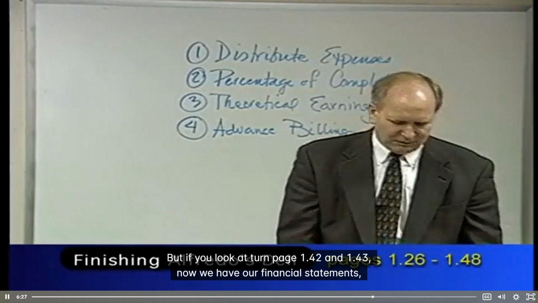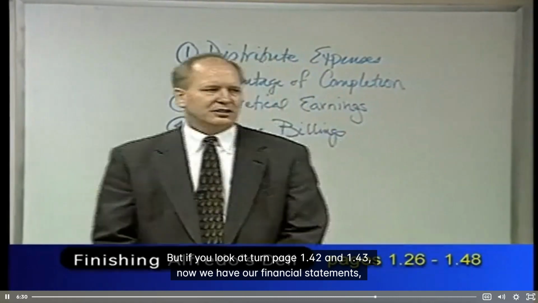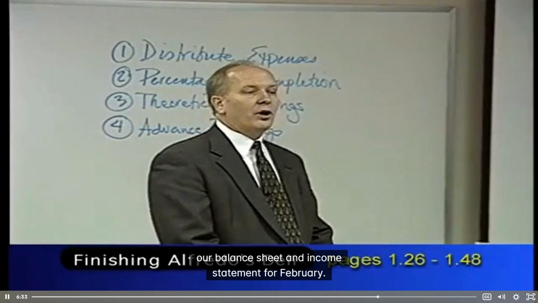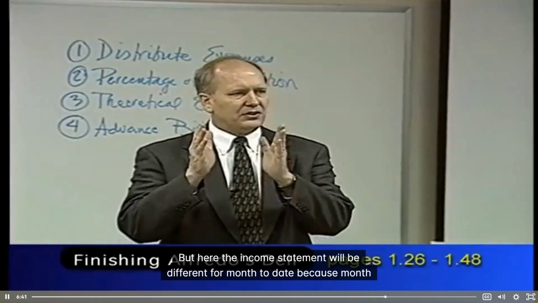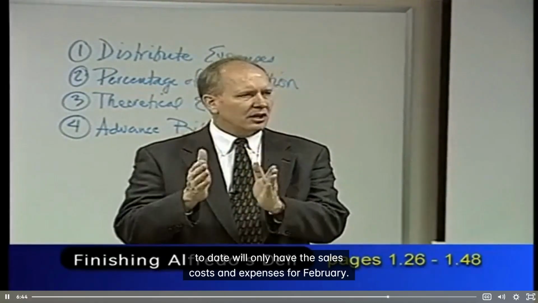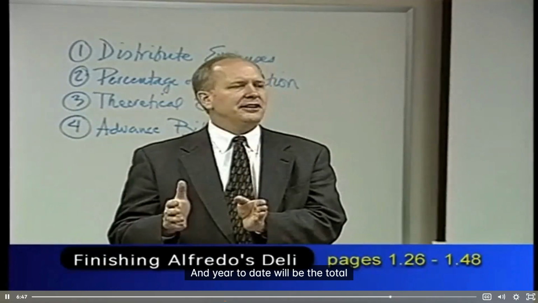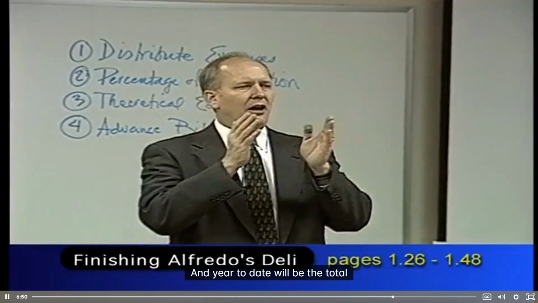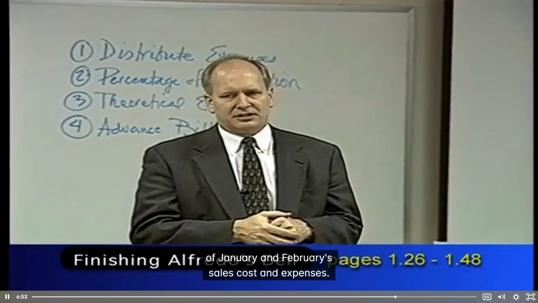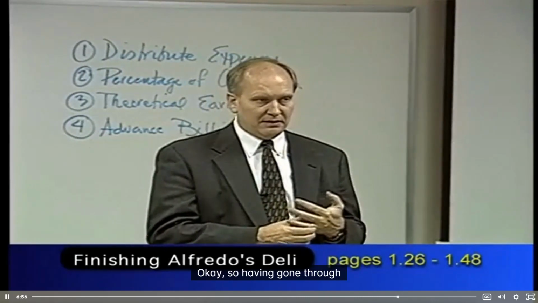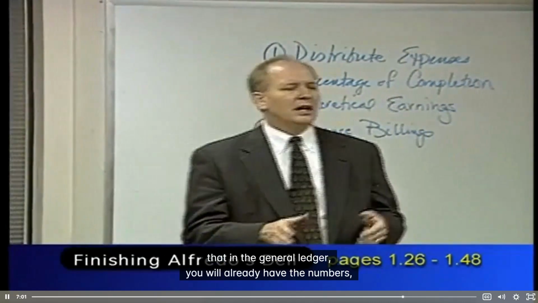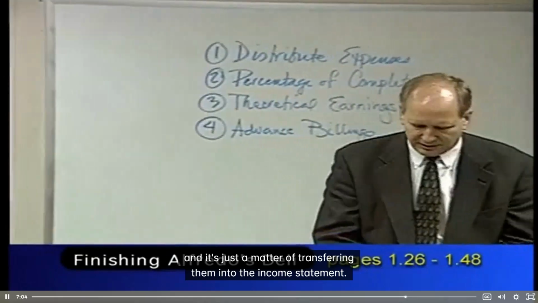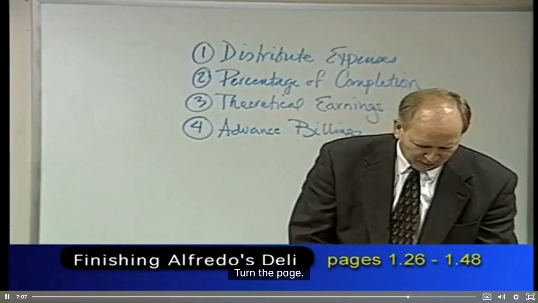But if you turn to pages 142 and 143, now we have our financial statements, our balance sheet and income statement for February. But here, the income statement will be different for month to date, because month to date will only have the sales, costs, and expenses for February, and year to date will be the total of January and February's sales, costs, and expenses. Okay? So having gone through that in the general ledger, you will already have the numbers, and it's just a matter of transferring them into the income statement. Turn the page. We'll wrap this up.